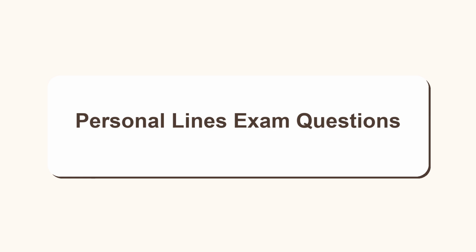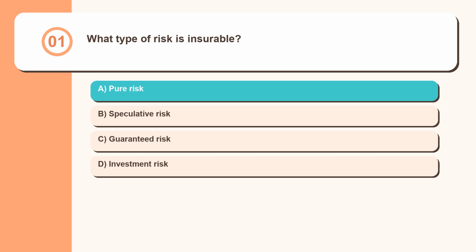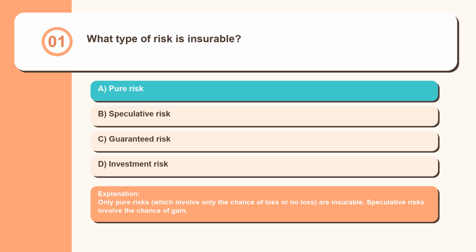Personal lines exam questions. Question 1. What type of risk is insurable? Pure risk, speculative risk, guaranteed risk, investment risk. Only pure risks, which involve only the chance of loss or no loss, are insurable. Speculative risks involve the chance of gain.